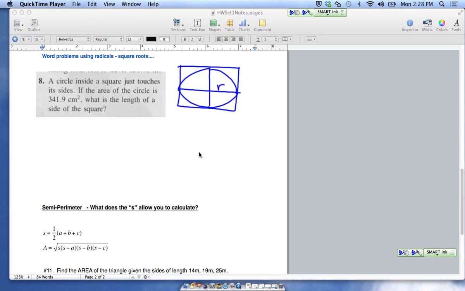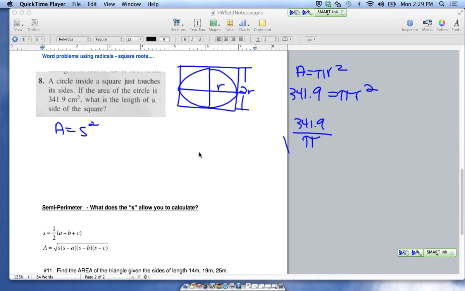The area of the square is given. So the area of the square is 341.9. And if I'm analyzing this, or the area of the circle rather, the square is made up of one side would be 2 radii. The area for the square would be one side squared. So if I can find the length of the radius and double it, then I can find the area of the square. So I would leave the pi value in your calculator as long as possible.